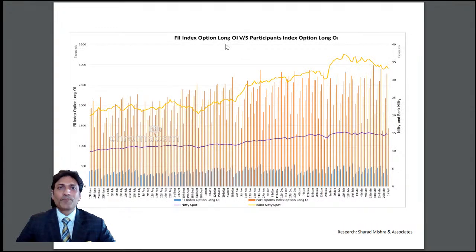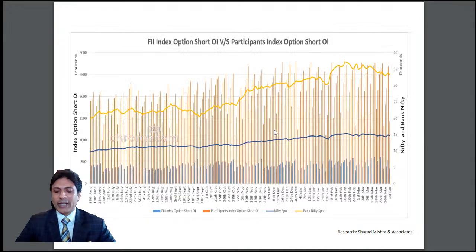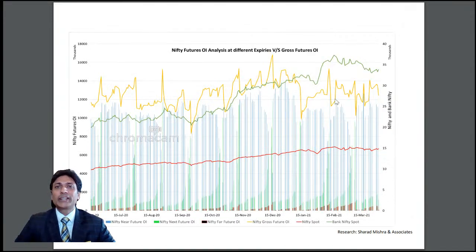FII index options long Y versus participants index options long Y, we have seen that it was consistently increasing for the participant wise activity. However, the FII activity was stagnated. Index options short Y versus participant index options short Y, it was stagnated for FIIs. However, it was increasing for clients.